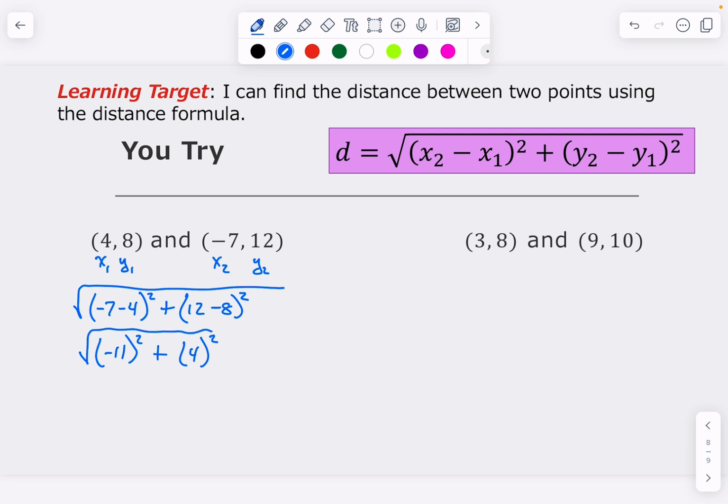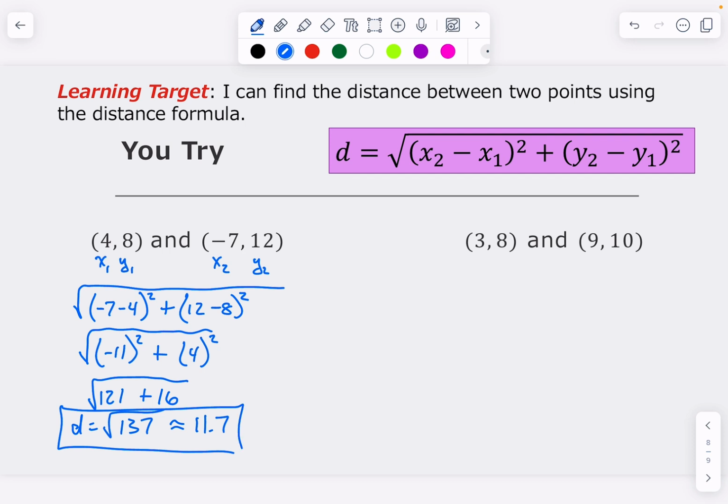Again, still under a radical. Negative 11 squared is going to give me positive 121. 4 squared is going to give me 16. 121 plus 16 is going to be 137. And I'm going to check to see if there are any perfect squares in 137. 137 does not have any perfect square factors, so this is my radical answer. But as a decimal, that is 11.7, approximately. So there's your final answer.